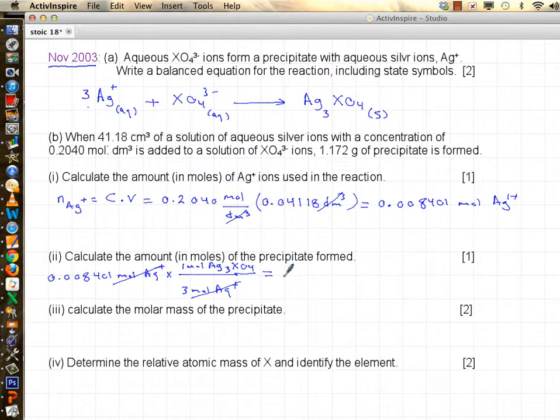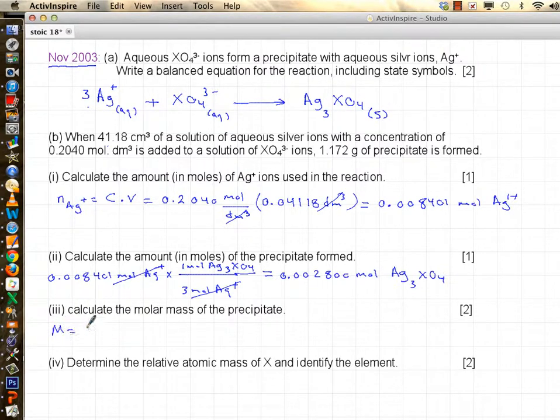Let me just calculate it one more time. It's 0.0028 moles of product, which is Ag3XO4. Now what is molar mass?